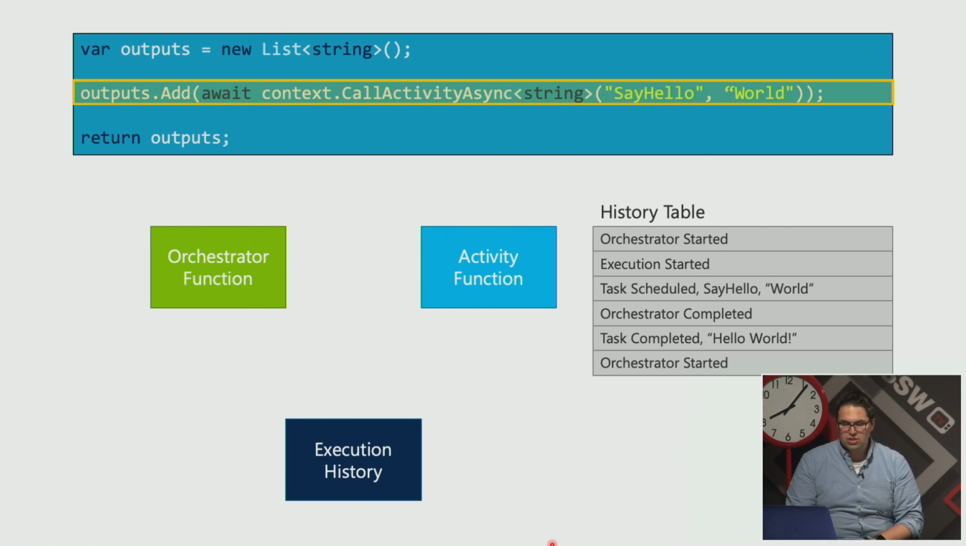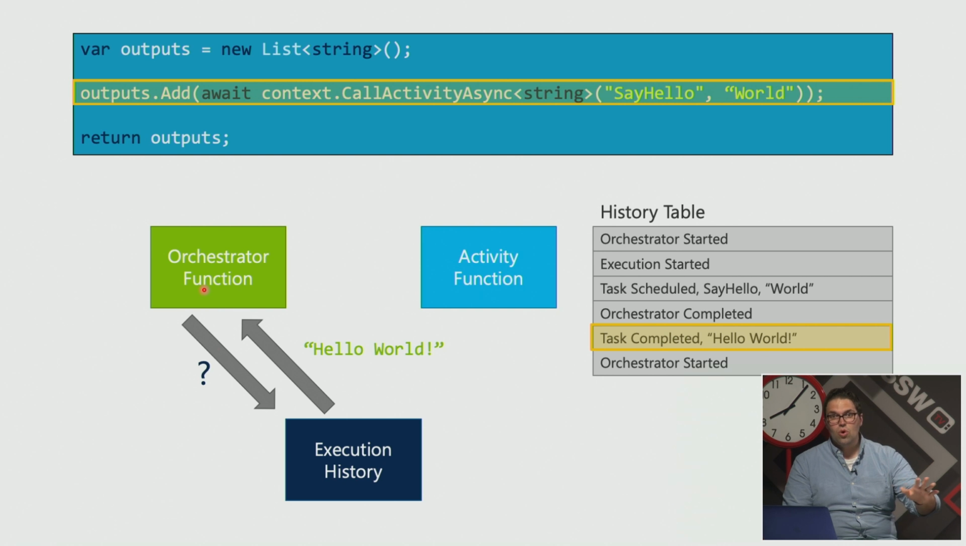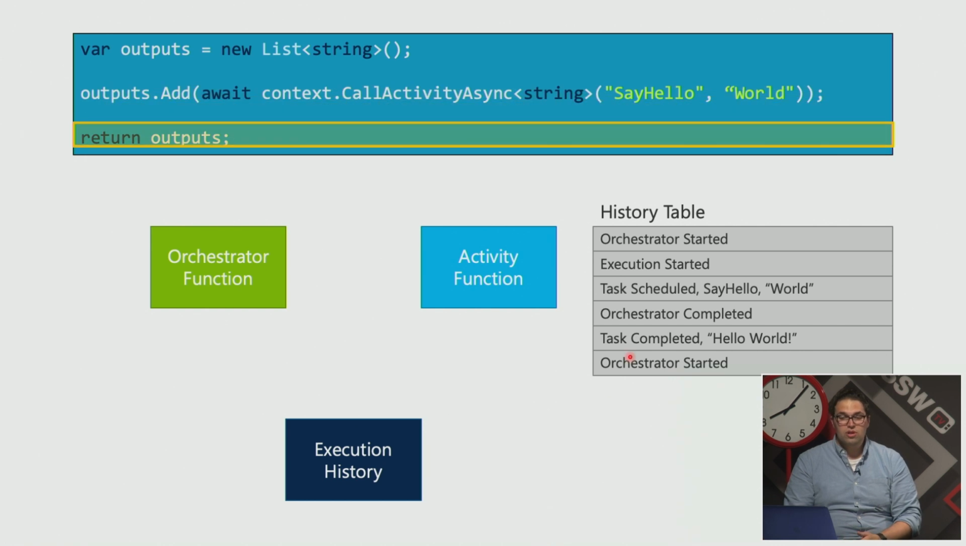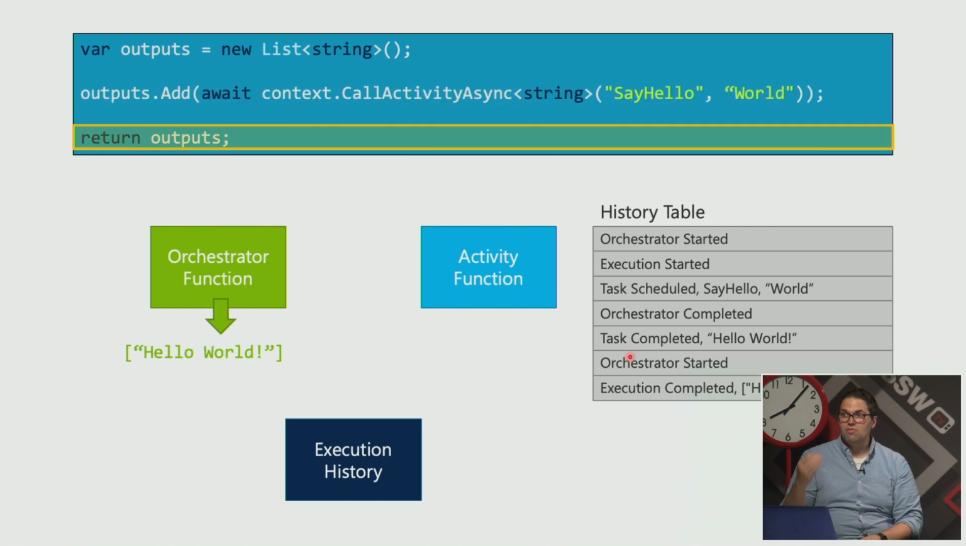And this time, the orchestrator is going to go to the execution history. And it's going to be like, hey, have I already said hello to the world? And here I have, right? I have a record that's like, yeah, you did this step. You already did this one. So the orchestrator says, cool. It doesn't do anything. It doesn't schedule any work. And it moves on to the next line of code. Now, if I had a very complex orchestrator, this could repeat itself many, many times again.